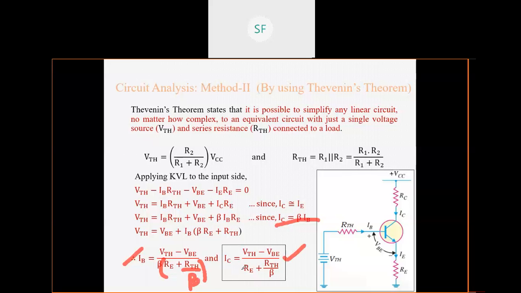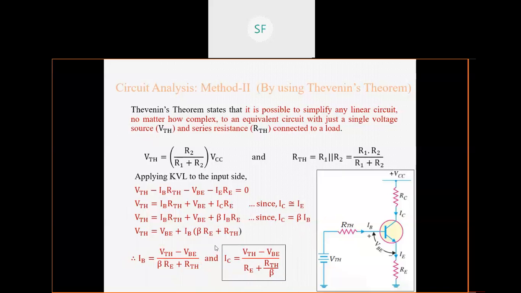Okay, so in this way we got the expression for collector current IC, which is VTH, that is Thevenin's equivalent voltage, minus VB divided by RE plus RTH divided by beta. Now if you compare IC of this method and IC of the earlier method, then you will realize only one change is there. Okay, what is the change?